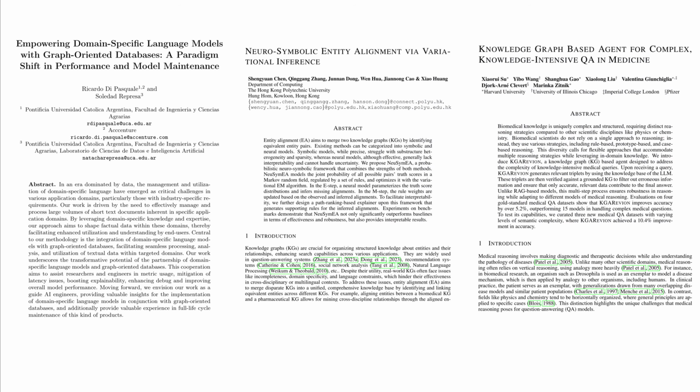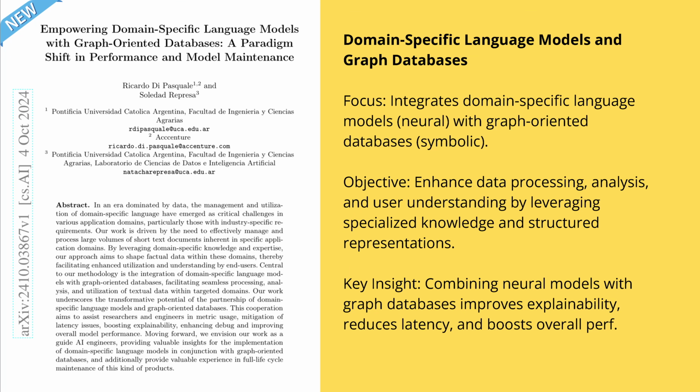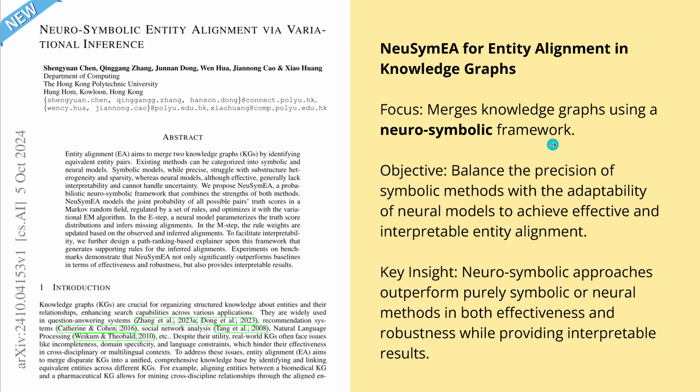But you know what? If you read them, and I highly recommend you read all three studies, you notice that they have a common topic. Let's have a look at the first one: domain-specific language models and graph databases and how we can integrate them. This means combining neural models with graph databases improves explainability, reduces latency, and boosts the performance of the complete system.